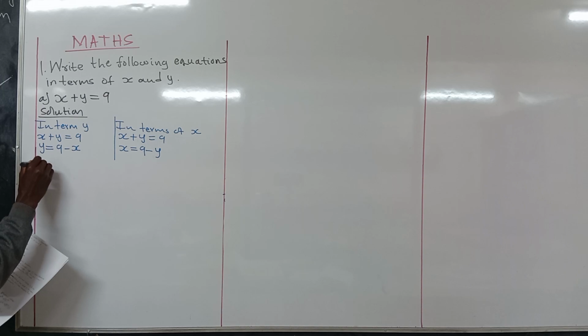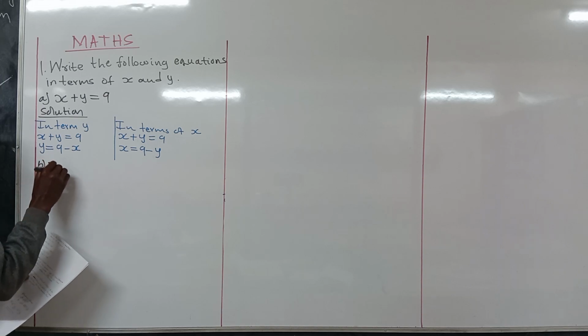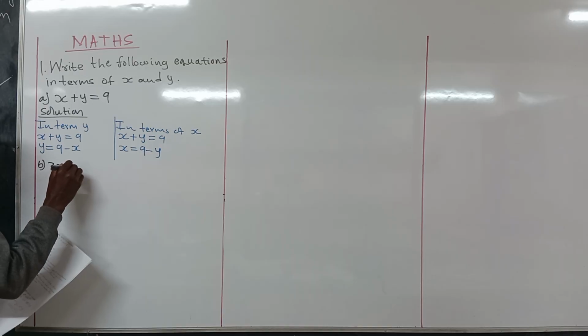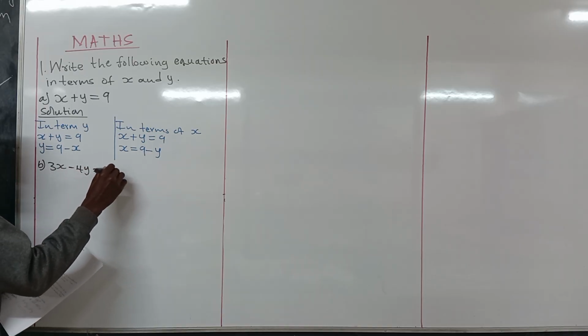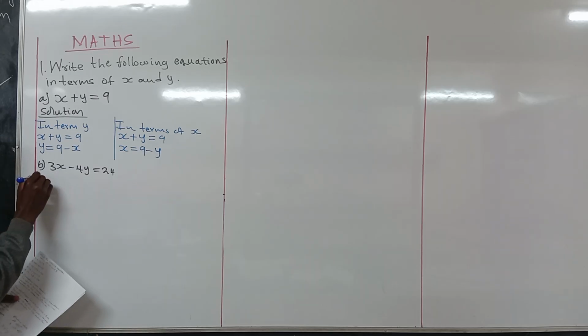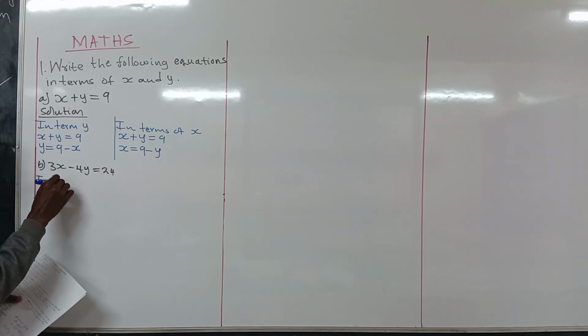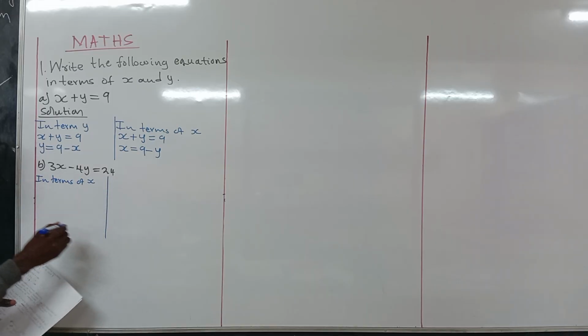So we have the second question. We have our b here, which is 3x minus 4y is equal to 24. So we are going to solve it in terms of x. In terms of x, it's going to have this nature.